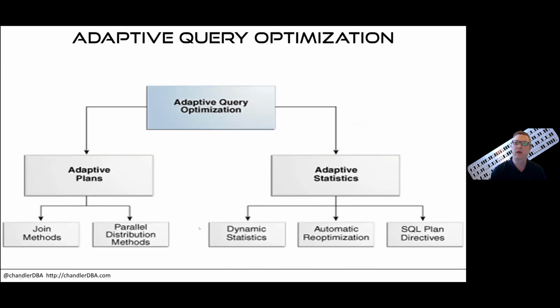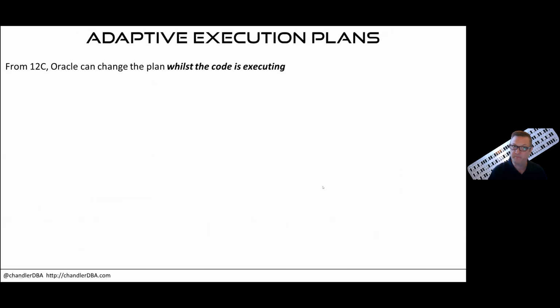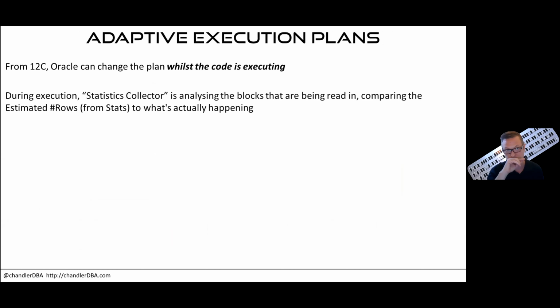Cool. Adaptive query optimization, we touched on that slightly earlier. Adaptive plans and adaptive statistics. It's a bit of an old graphic that. So, what else can make your plans change? Well, from Oracle 12, Oracle can change your plan whilst your code is executing.